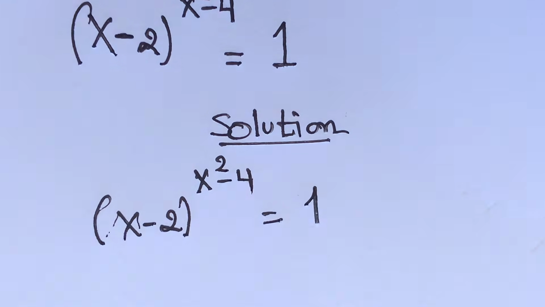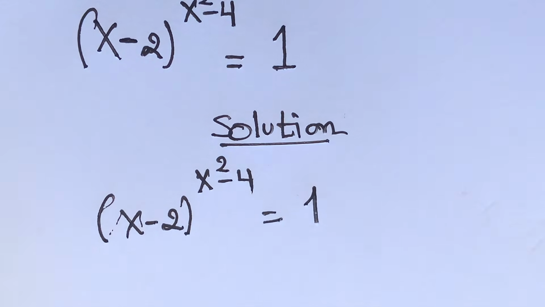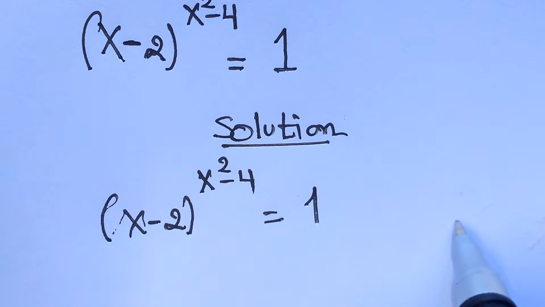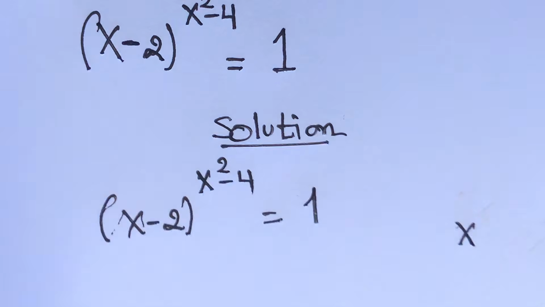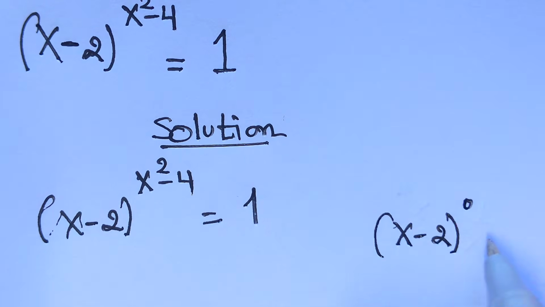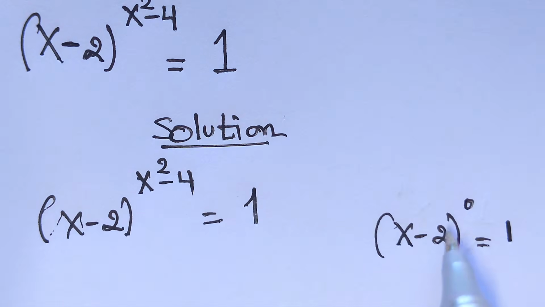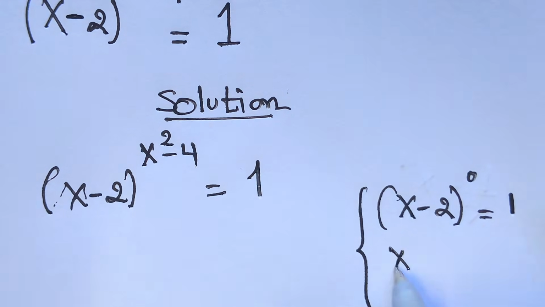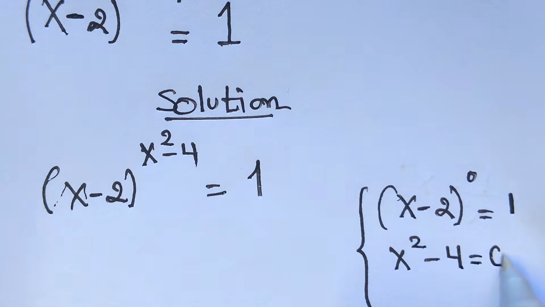To solve this question nicely, we have two possibilities. We are going to find which number, raised to a power, gives 1. First, if we take x minus 2 to the power 0, at this moment we shall say this is 1. If this exponent equals 0, we shall get (x minus 2) power 0 is equal to 1 as the first way, and the second will be x squared minus 4, which is equal to 0.